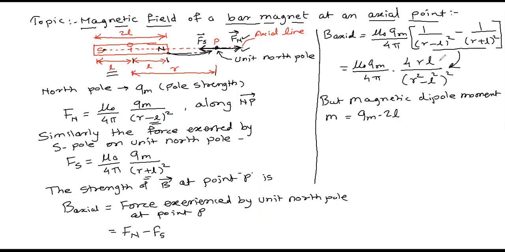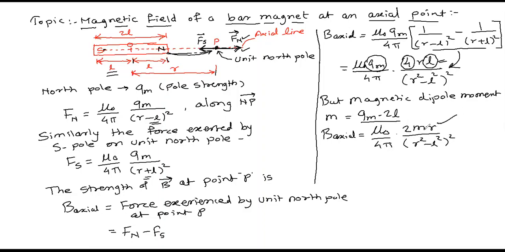So if you put the value in this equation, B axial, or the magnetic field on the axial line, is equal to μ0 upon 4π. Just split this one: Qm, this 4 and this l. Splitting, you will get Qm into 2l, which you can take out, so the remaining terms will be 2r upon (r² − l²)². I think you got this one.